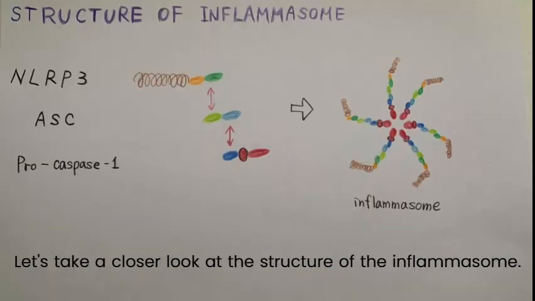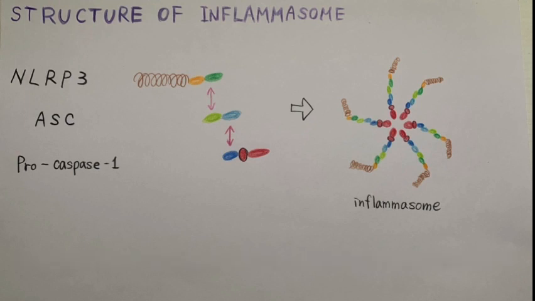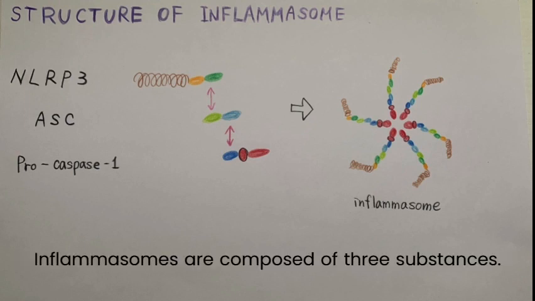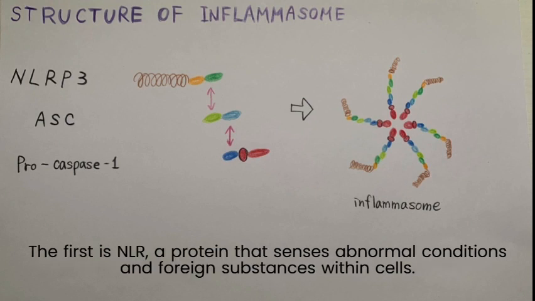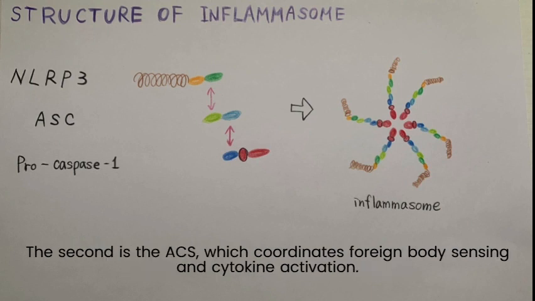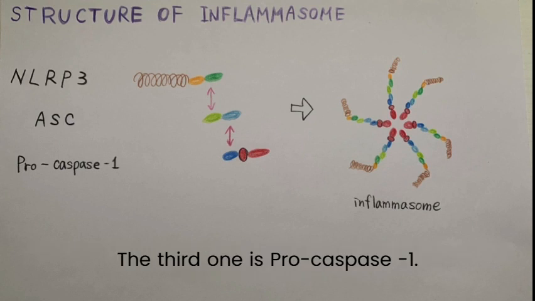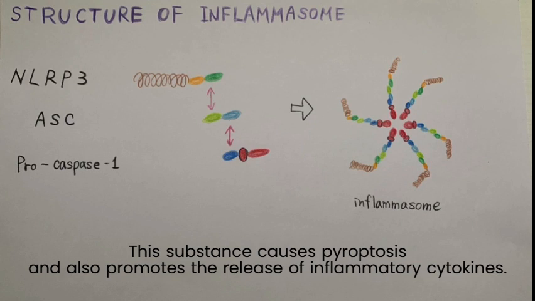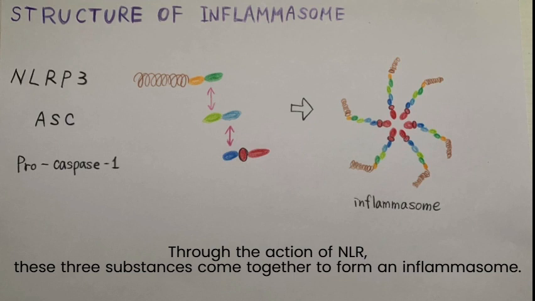Let's take a closer look at the structure of the inflammasome. Inflammasomes are composed of three substances. The first is NLR, a protein that senses abnormal conditions and foreign substances within cells. The second is ASC, which coordinates foreign body sensing and cytokine activation. The third one is procaspase-1. This substance causes pyroptosis and also promotes the release of inflammatory cytokines. Through the action of NLR, these three substances come together to form an inflammasome.